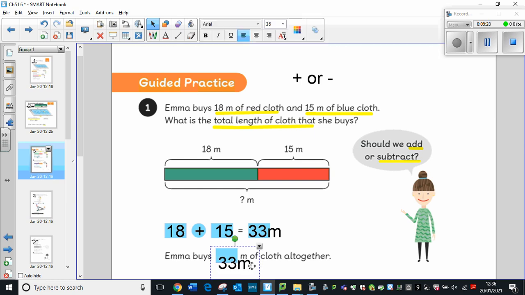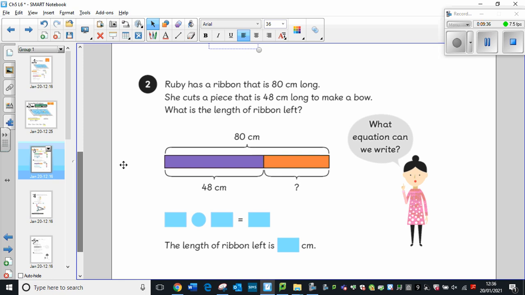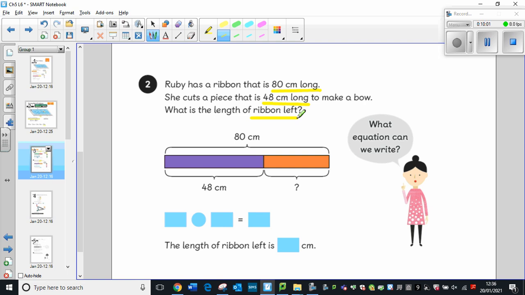Okay, so well done if you were able to calculate the answer of Emma buying 33 meters of cloth altogether. So let's have a look at our next guided practice question. Again, we've been given the bar model for this one. Now I'll give you a bit of a clue. This is very similar to our first question in our In Focus. Ruby has a ribbon that is 80 centimeters long. She cuts a piece that is 48 centimeters long to make a bow. What is the length of ribbon left? So we had a bar that showed 80.